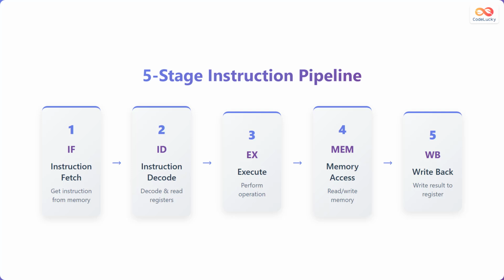The third stage is the execute stage, or EX. In this stage, the actual operation specified by the instruction is performed. The fourth stage is the memory access stage, or MEM. This is where memory is read from or written to if necessary. Finally, the fifth stage is the write-back stage, or WB. Here, the result of the instruction is written back to the register file. These stages allow multiple instructions to be in different phases of execution at the same time, increasing the overall throughput of the processor.